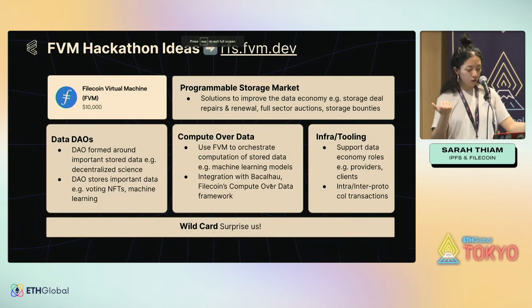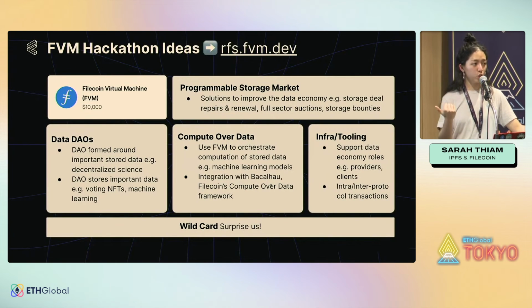And compute over data is also a really big piece. FVM can be used to orchestrate all these jobs for off-chain computation. We have a very efficient and good compute over data framework called Bacalhau. My teammate Irina is around at the booth. She's over there, can't miss her. Talk to her if you want to figure out how you can use FVM and compute over data. The cool thing is that, again, with decentralized science, you could take the large data sets, do the computation off-chain, and then return the result to your dApp. So we kind of want to see more of that.